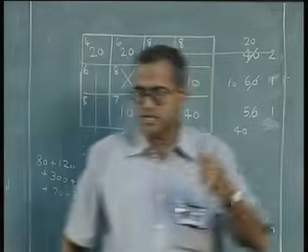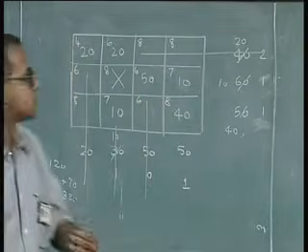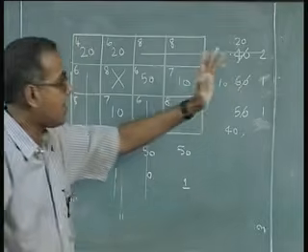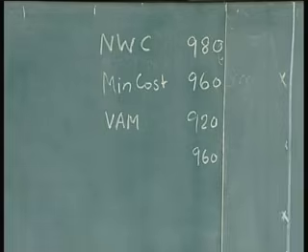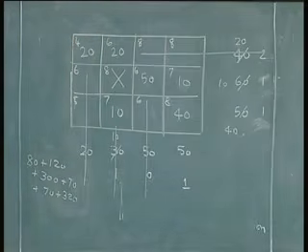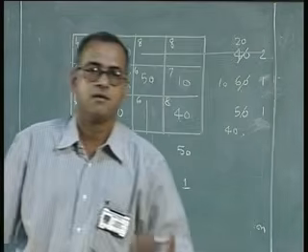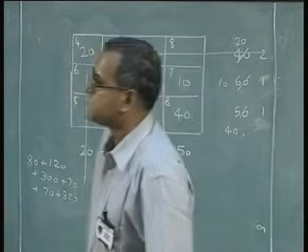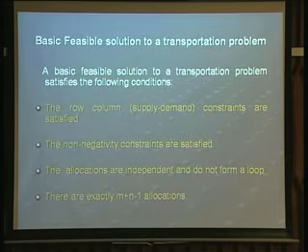So let us try to understand what is a basic feasible solution to the transportation problem. All these are feasible solutions, but let us try to understand what is a basic feasible solution to a transportation problem next, and then we will try to solve the problem optimally using any one of these 3 as a starting solution, and then also see how to solve the problem for any given starting solution. Right. Next. Now, what is a basic feasible solution to a transportation problem?